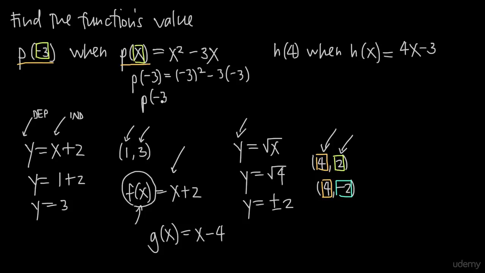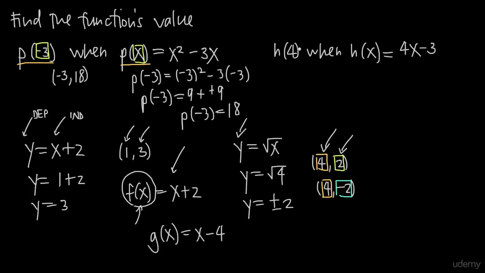So p of negative 3 is going to be equal to negative 3 times negative 3 is positive 9, minus 3 times a negative 3 is a negative 9. These negative signs are going to cancel and become a positive, so I'm going to say p of negative 3 is equal to 18. And I can say then that the point (negative 3, 18) is a solution to this functional equation.